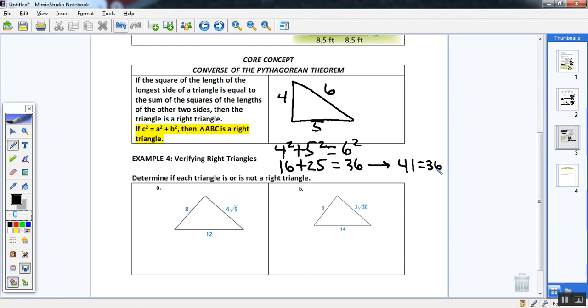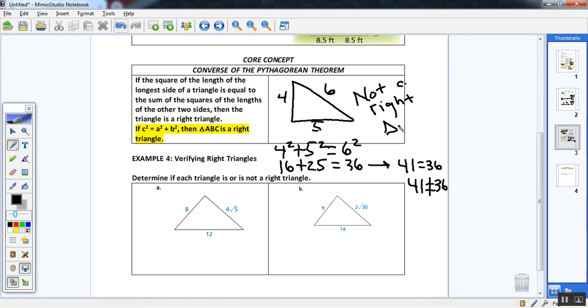Did a squared plus b squared equal c squared here? So by the converse of the Pythagorean theorem, I can say since 41 does not equal 36, this is not a right triangle.